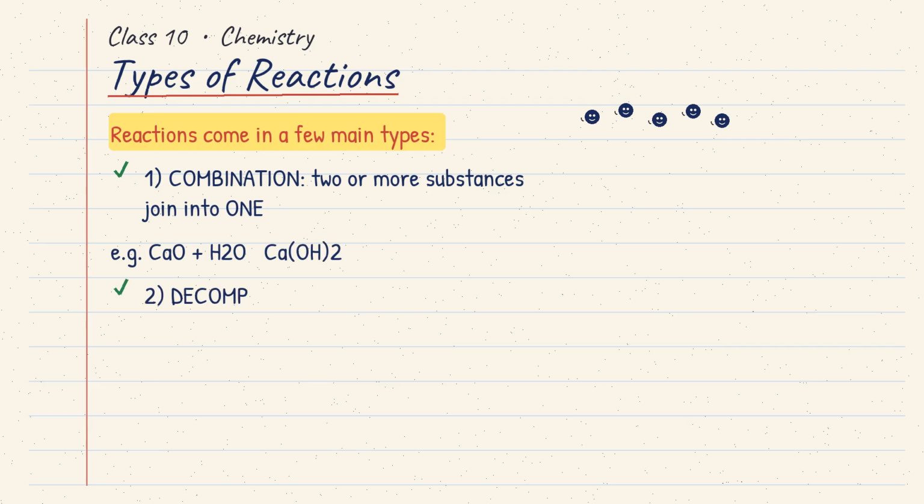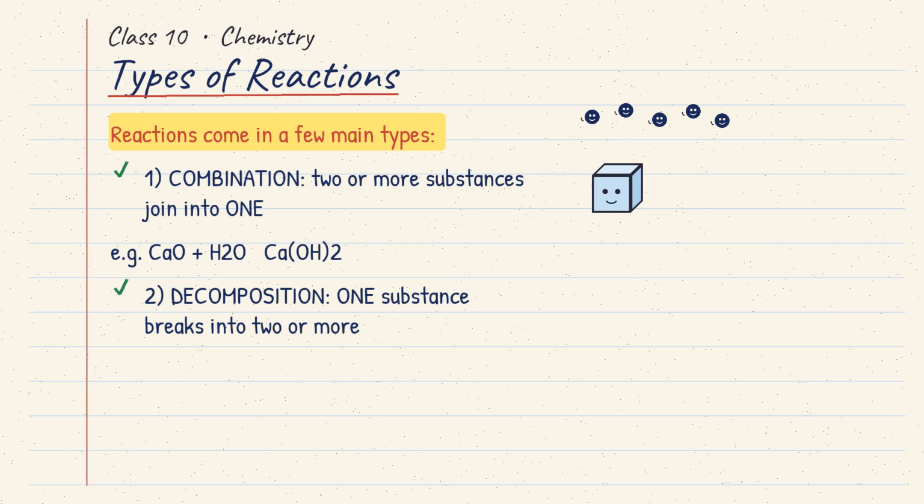Second, decomposition. Here a single substance breaks down into two or more simpler ones, using heat, light, or electricity. For example, on heating, calcium carbonate breaks into calcium oxide and carbon dioxide.